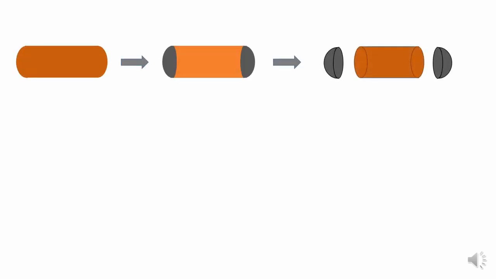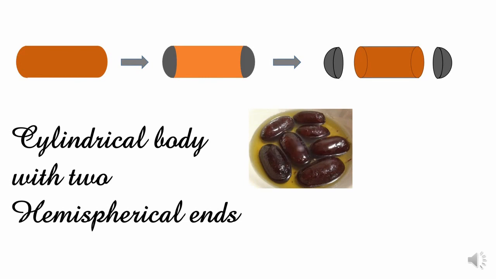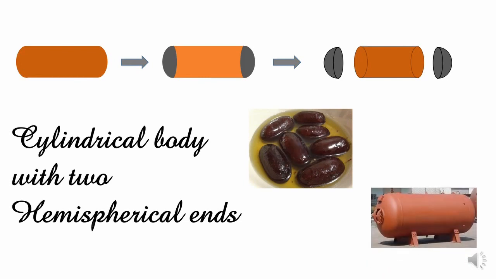You must have seen a truck with a container fitted on its back. This is like a cylindrical body with two hemispherical ends. And we can even see a kala jamun in sweets, and also tankers, an oil tanker or a water tanker, in this way. Now we are going to learn more examples of this type, and how to find the surface areas of this type of bodies.